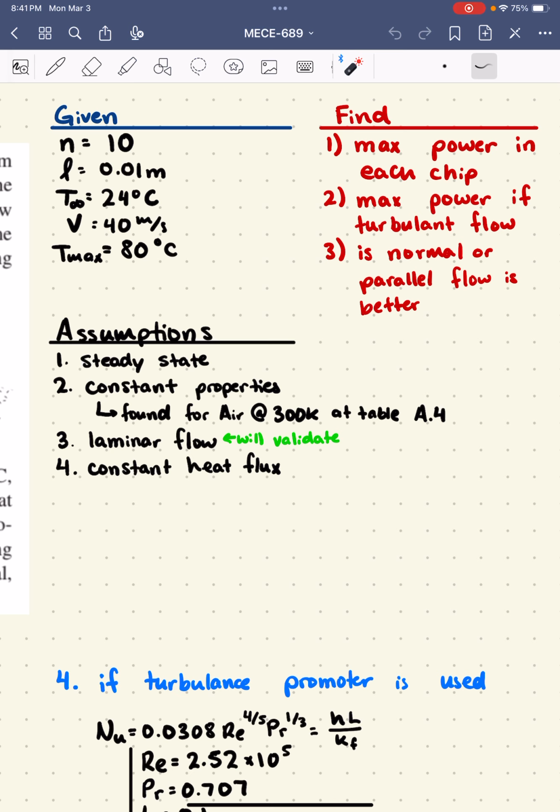At table A4 in the appendix. And of course, we're going to find the max power in each chip, the max power if the flow is turbulent, and if it's better for normal or parallel flow.